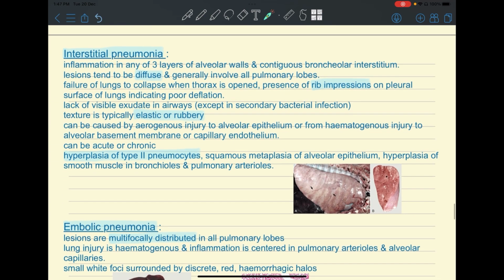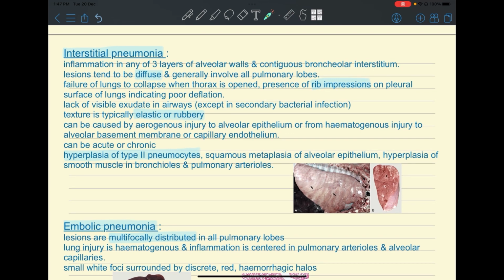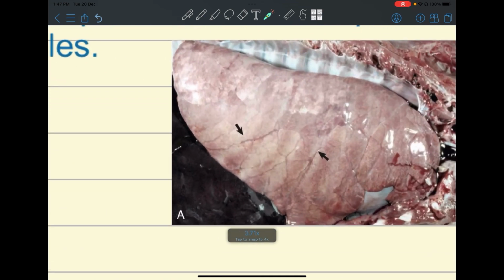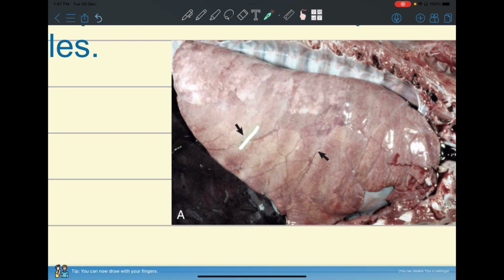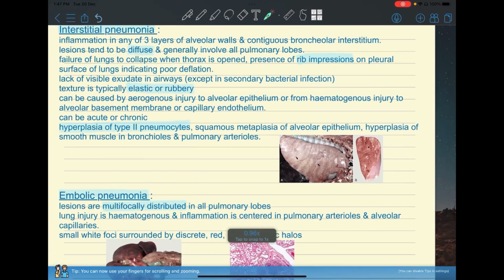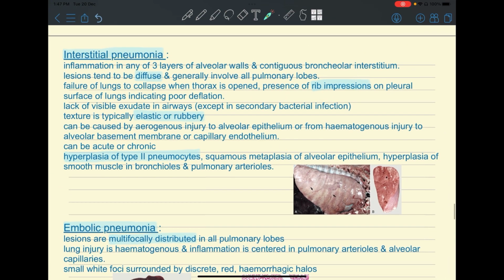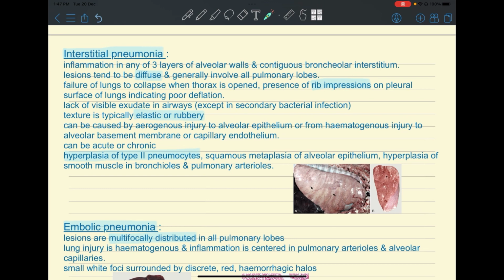Then interstitial pneumonia. In this case, we have inflammation in any of the three layers of the alveolar wall or bronchiolar interstitium. The lesions tend to be diffuse, and they generally involve all pulmonary lobes. Presence of rib impressions on the pleural surface of the lungs indicates poor deflation. These arrows show the rib impressions on the lungs. Do know one thing: in pneumonia, when there is accumulation of exudate in the alveolar spaces, the lungs will fail to float on water.